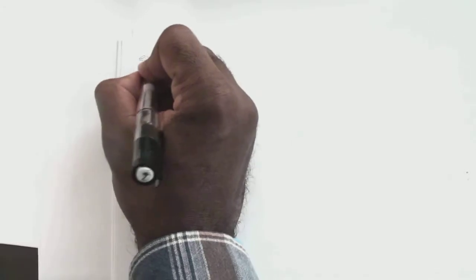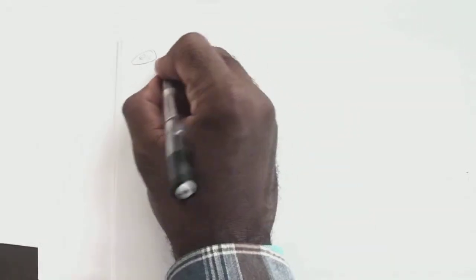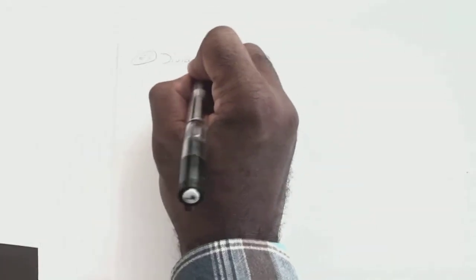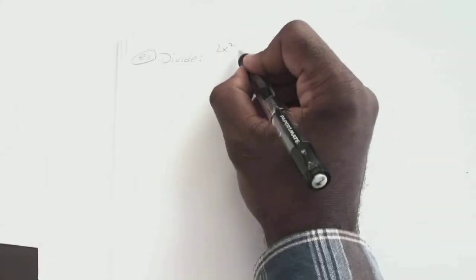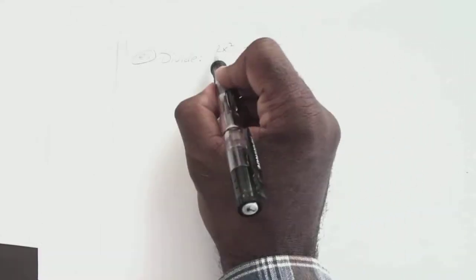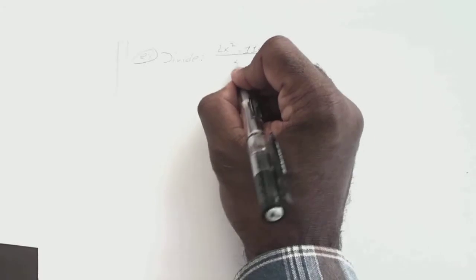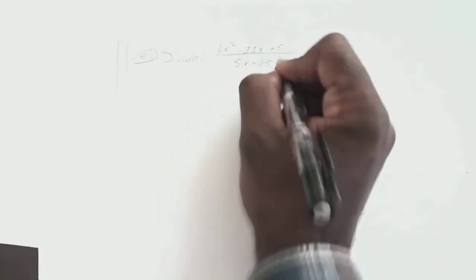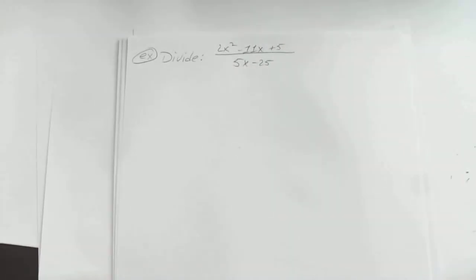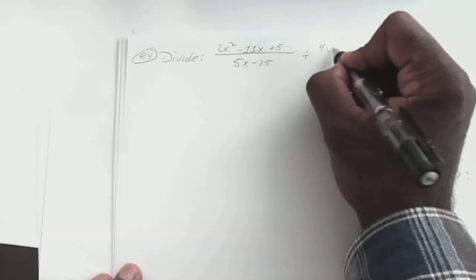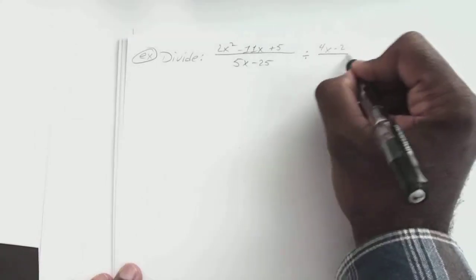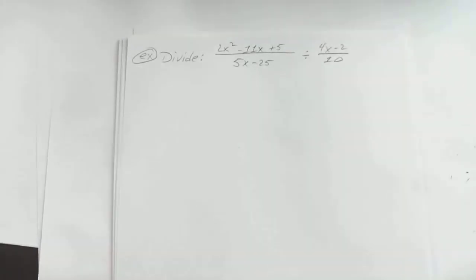Okay, so let's now start with a problem where we divide 2x squared minus 11x plus 5 divided by 5x minus 25. And we want to divide that by 4x minus 2 divided by 10.